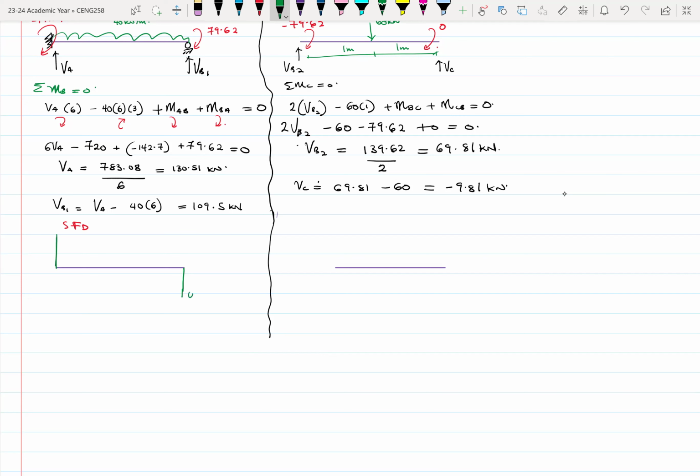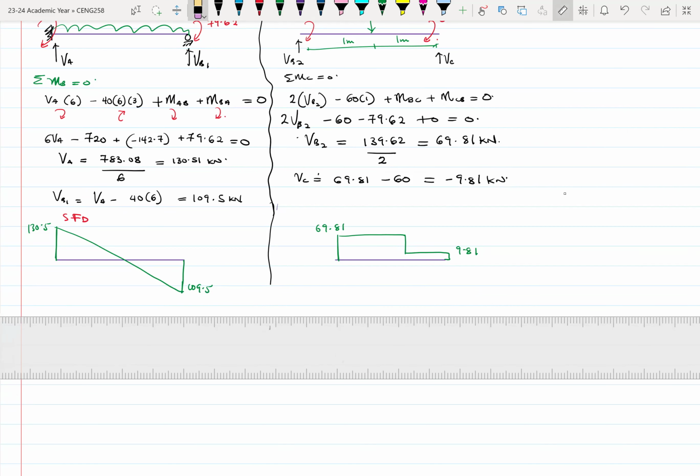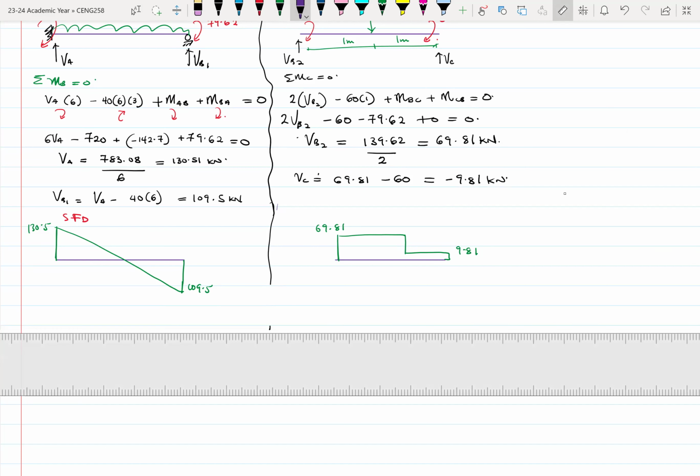So this is 109.5. This is 130.5. And this is your shear force diagram. And with this one here, it goes up by 69.81, and then this is how it looks. Okay, so this is 9.81. So we can combine the two to give us the general shear force diagram look. If you combine both, you end up with an interestingly nice system.